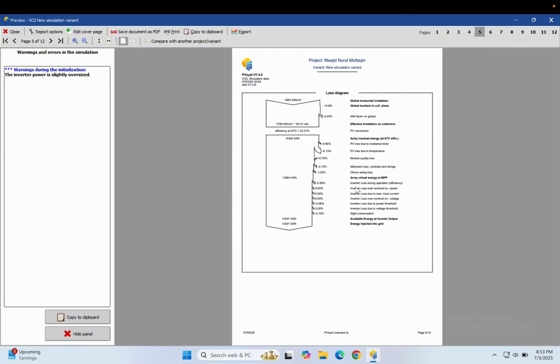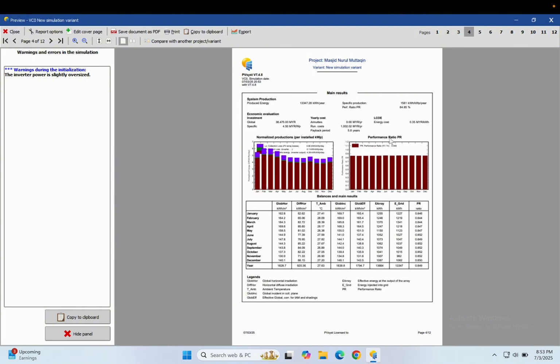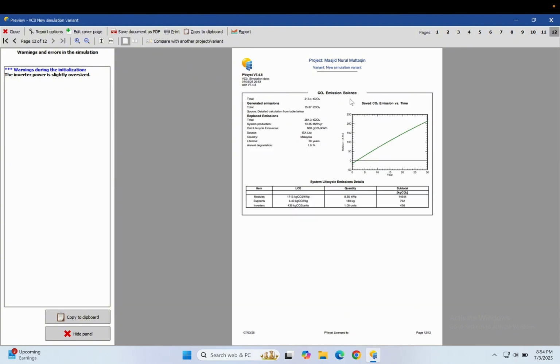Next, let's take a look at LCOE. The LCOE is RM0.35 per kilowatt hour, and the payback period is 5.8 years. This result aligns with benchmarks from SEDA Malaysia and case studies on similar mosque PV systems, confirming the system is technically and financially feasible. And this is the CO2 emission balance. The system is also estimated to reduce 213.5 tons of CO2 over its lifetime.